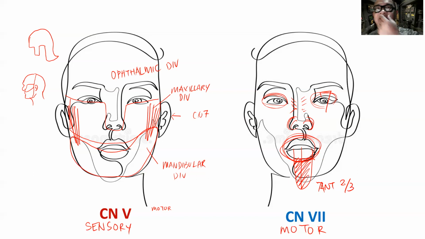So the sensation, meaning the taste and touch sensation of your tongue, the anterior two-thirds of that is innervated by the sensory component of your facial nerve. Okay? How about the motor component of your tongue? We'll talk about that at the very last because that is cranial nerve 12.